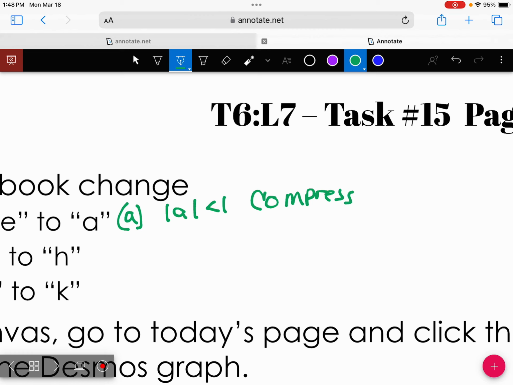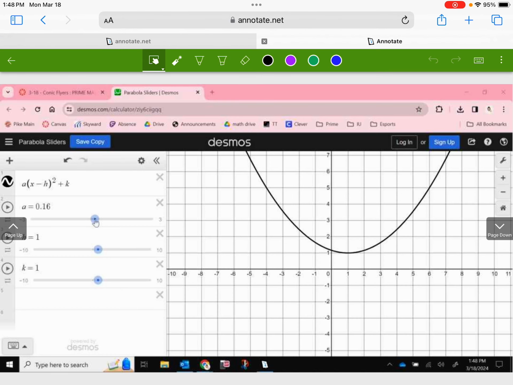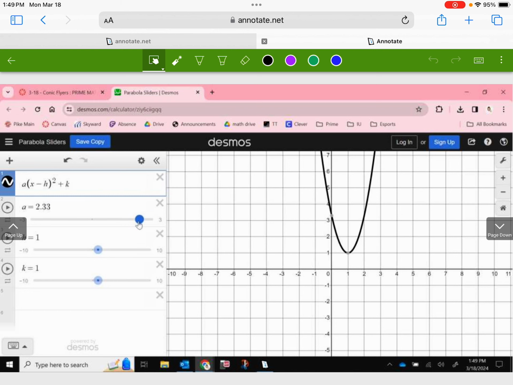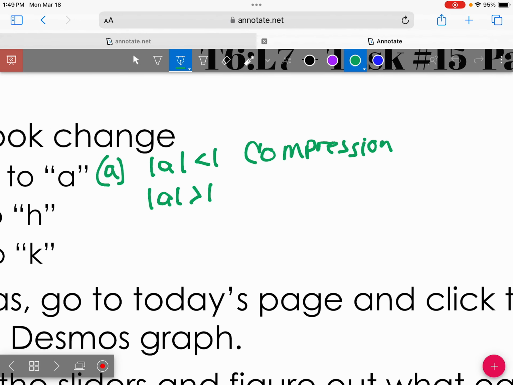So if it's a little baby fraction, it's been compressed. If A is a big kid number, so if A is bigger than 1, what does that one do? So what happened when A got bigger? It stretches. So it gets tall and skinny. I think about it as it's a big kid now, it's doing big kid yoga. It's stretching up tall. I'm gonna put it back on our 1. So if A is bigger than 1, it's a stretch.